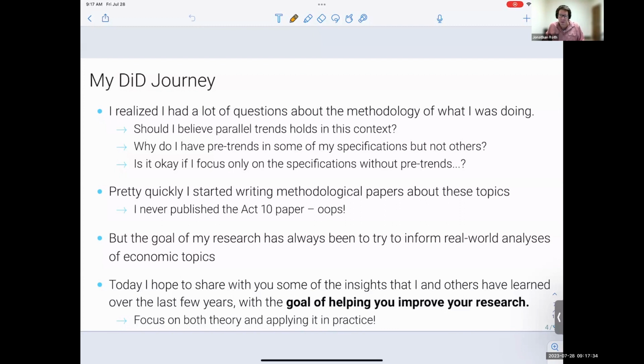And so hopefully we can make some progress on the types of things that come up frequently in practice, both those directly related to the things that I'll talk about today, but also general difference-in-differences problems.